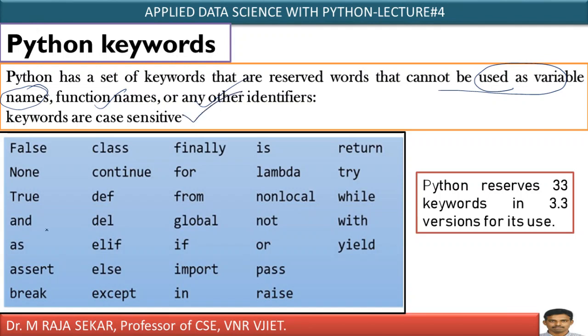Keywords are case sensitive. If you have a little bit of awareness of C language, it's the same thing. There also we used to define keywords, it is just similar to C language. Even C language keywords are case sensitive. Means there is a difference between uppercase letters and lowercase letters. What does it mean? I must write only in lowercase letters, like that. The keywords are case sensitive.